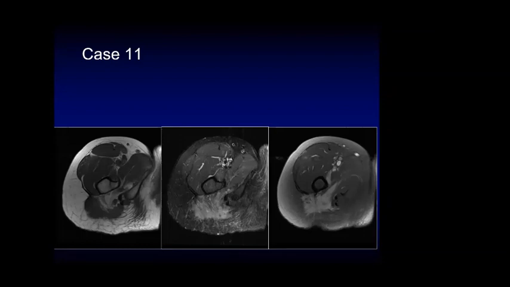There is abnormal signal intensity involving the muscle between the femur and the ischium. I think it is T1. It's just abnormal signal intensity in the muscle.